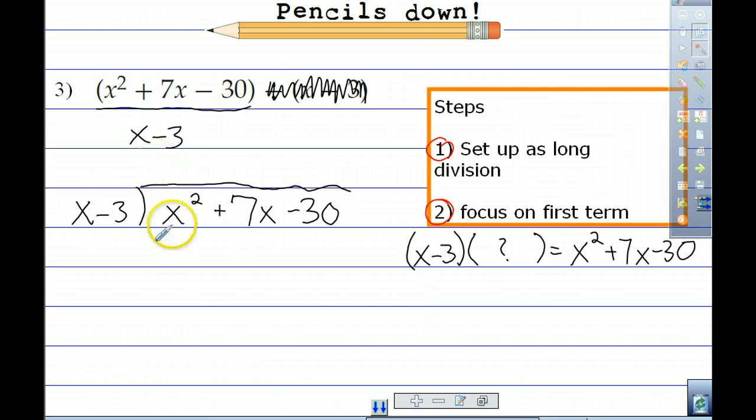X goes into x squared how many times? In other words, another way of saying the exact same thing is what times x is x squared? X. Notice how we wrote it right above the other x. X times x is x squared. So we always talk about our lead term. This times what equals whatever's inside. So these will always line up exactly.